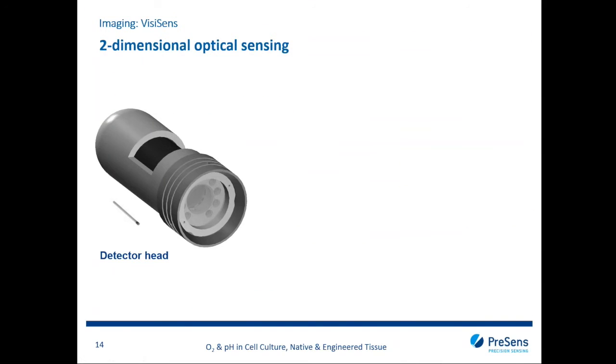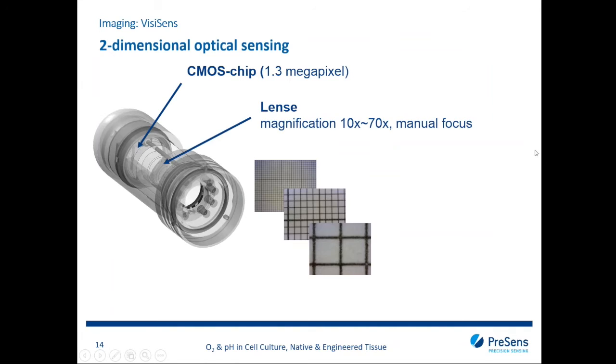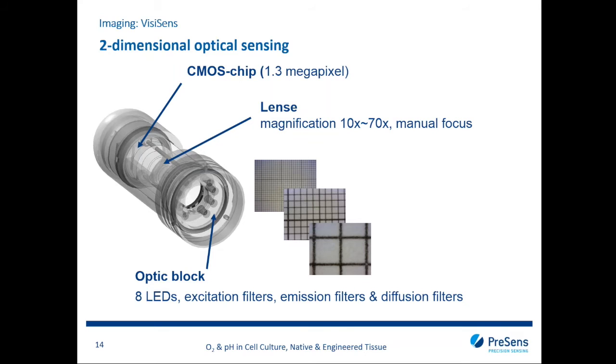Now let's go on to the detector unit. The detector head is a portable handheld device. It's a USB-powered microscope with an integrated 1.3 megapixel CMOS chip for recording the signals, a lens for magnification from 10-fold to 70-fold with a manual focus, so you can adjust, for example, your field of view, you can adjust your pixel resolution and make the images sharp.